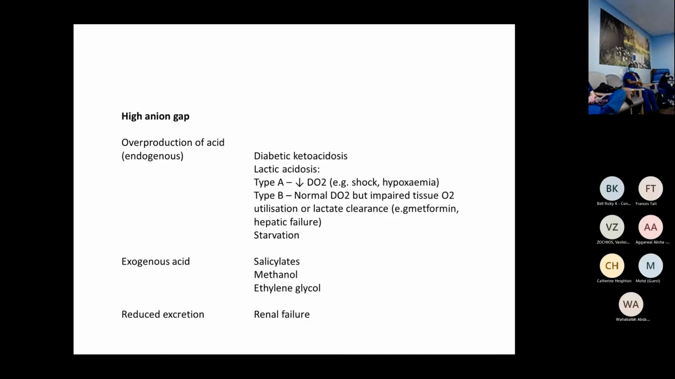So here's the sort of breakdown: higher anion gap, endogenous, exogenous, DKA and lactic acidosis represent a significant number, but don't forget starvation, so ketoacidosis from starvation and hepatic failure, and then uremia would be the other common one that we see, and the multitude of exogenous drugs or substances people might take.